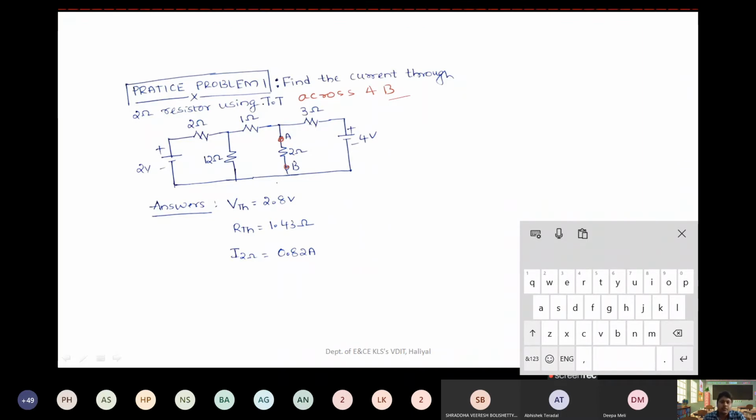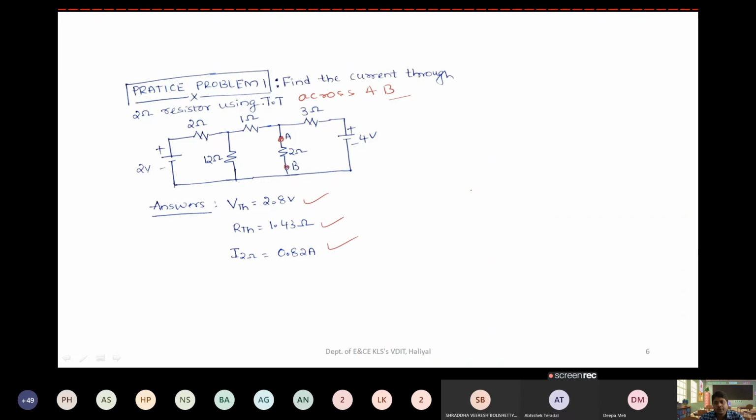Okay. So I have just given the answers here. You can cross verify with yourself. Or if we find some time at the end, I will give you 5 minutes. You can calculate and tell me. Okay. So this is the practice problem for you. You have to solve it. Okay.